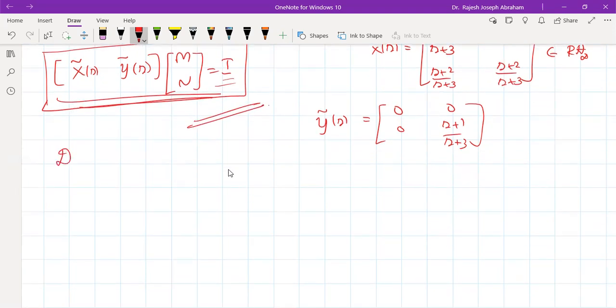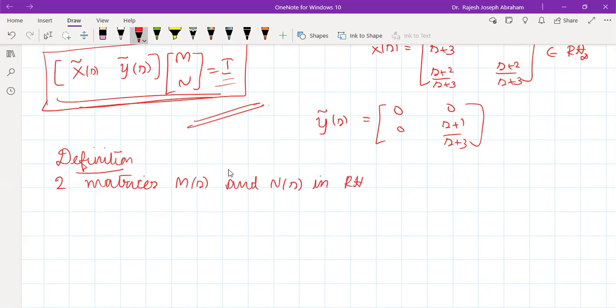Now definition. So always you may not be in a position to check this identity, okay? So there's an alternate definition. Two matrices M of S and N of S in RH infinity. What is RH infinity? It means the stable rational function space actually, okay? In RH infinity are right coprime.